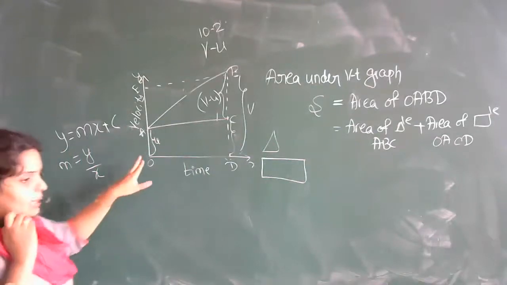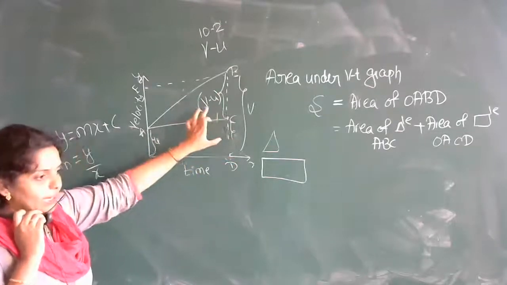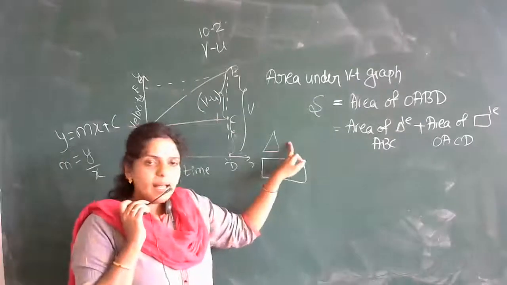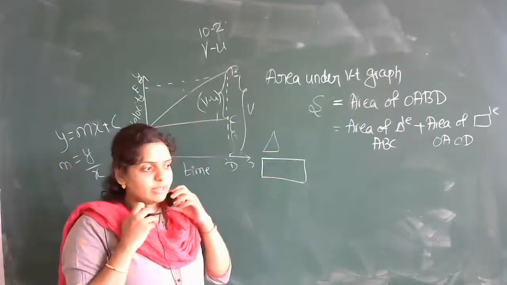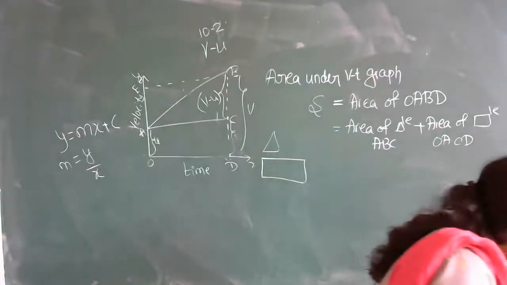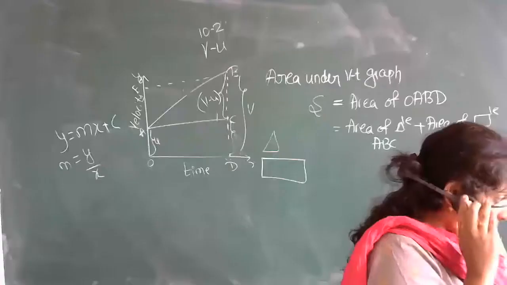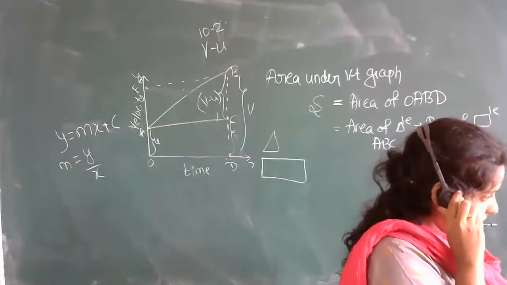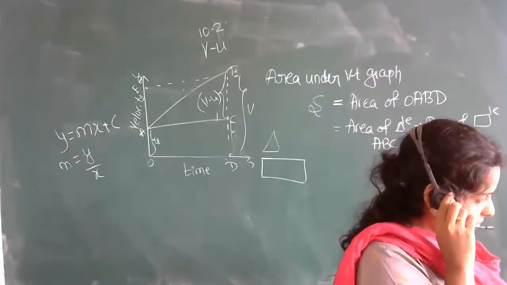What we are considering is the area under OABD. This OABD consists of two areas: one is the triangle area and the other is the rectangle area. Okay, someone unmute yourself and tell me what is area of triangle. Alina, can you tell me the area of triangle formula? Unmute yourself and tell me. Alina: Ma'am, base into height into half. Yes, right. So that is half base into height.